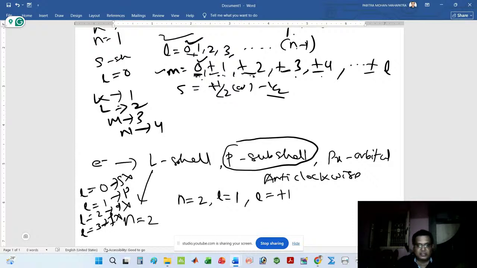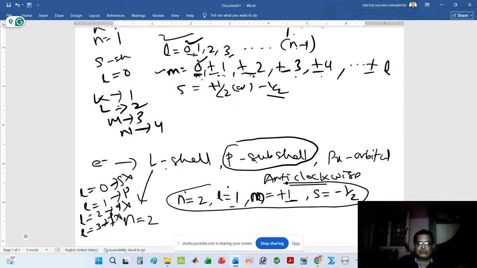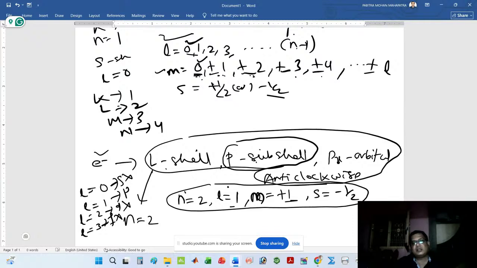So think about n is equal to 2, l is equal to 1, and m, that is your m value, not l value. Again I want to repeat: for the L cell n is equal to 2, for the p subcell l is equal to 1, for the px orbital m is equal to plus 1. Since it belongs to the anti-clockwise direction, here s I can write minus 1/2. This is the set of quantum numbers used to denote the electron present in this particular region: L cell, p subcell, px orbital, anti-clockwise.